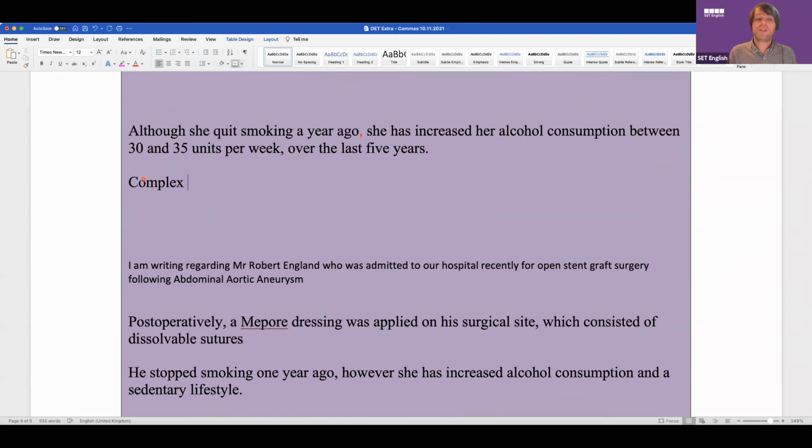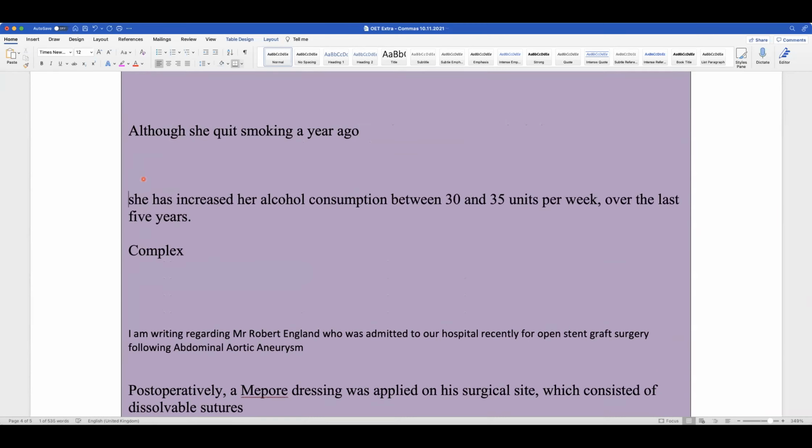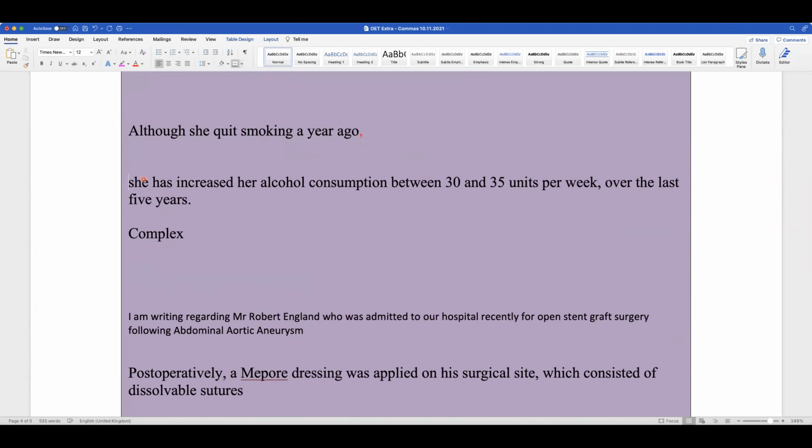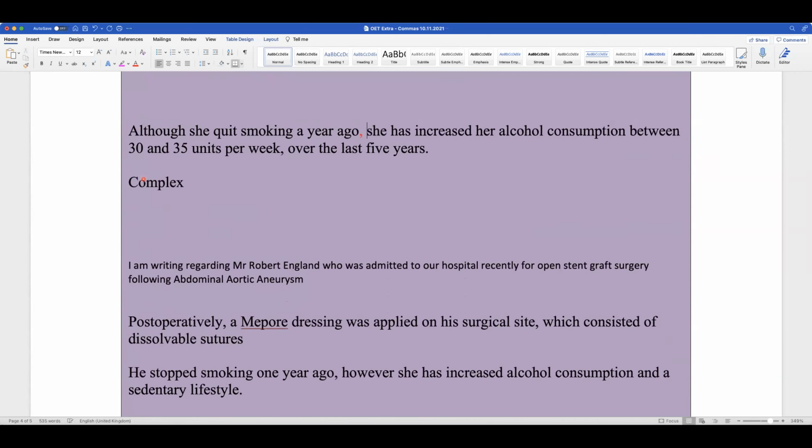Complex, yes. Which is the dependent clause? "Although she quit smoking a year ago." This one doesn't make sense on its own, right? It needs sentence two. But this one makes sense independently, doesn't it? Okay, great. That's a simple error, but again, I've seen that so many times.